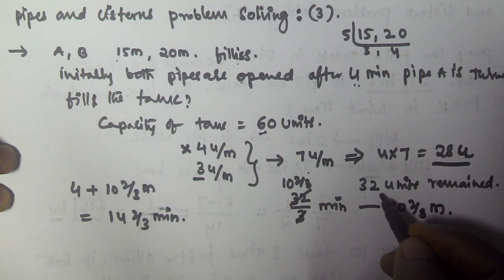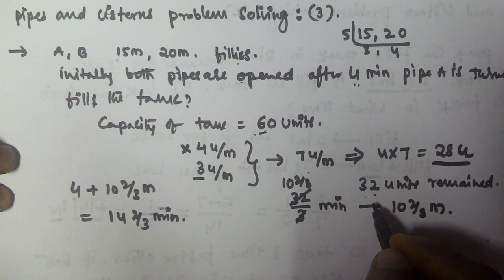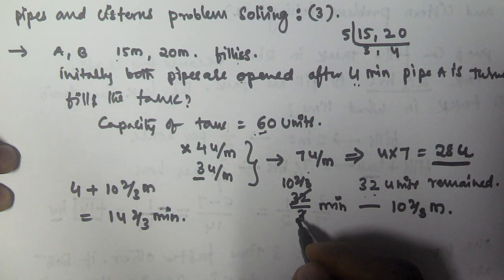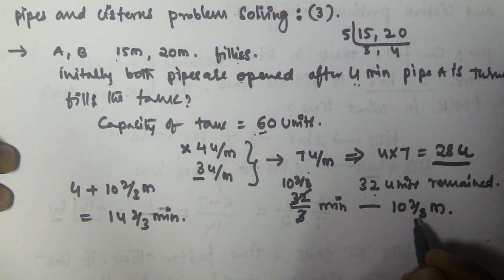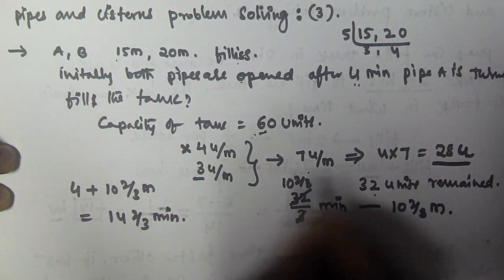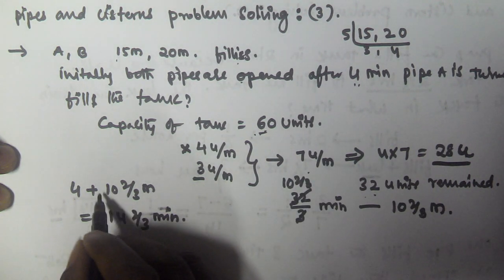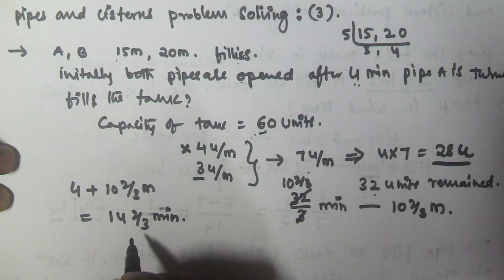So the remaining units are 60 minus 28, that is 32 units. This 32 units is filled by B alone, because A is turned off after 4 minutes. So 32 by 3. Why 3? Because B is filling 3 units per minute. That gives 10 2 by 3 minutes. So initially 4 minutes, and B alone takes the remaining part in 10 2 by 3 minutes. So the total is 14 2 by 3 minutes.